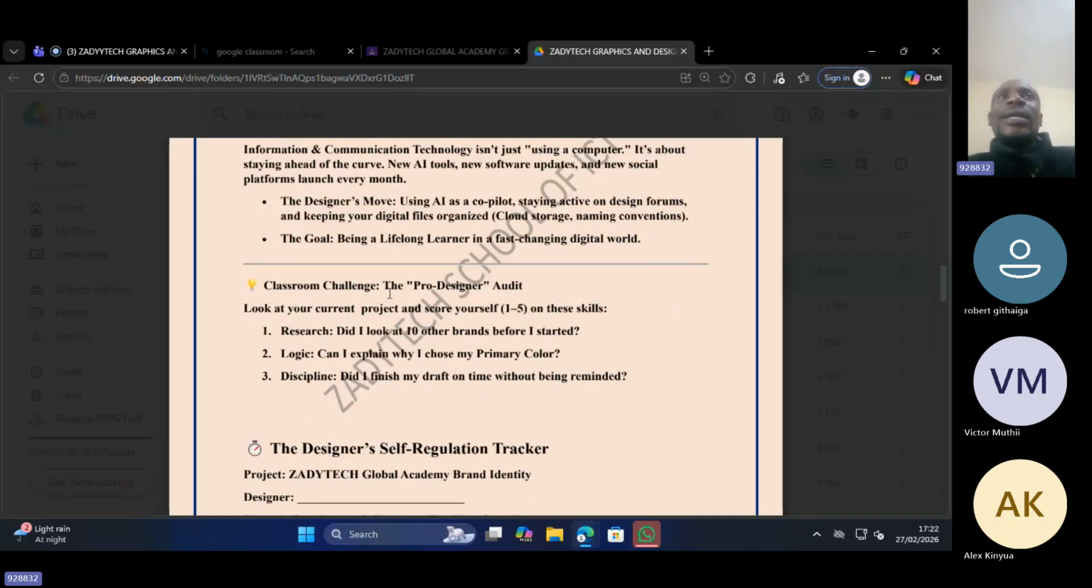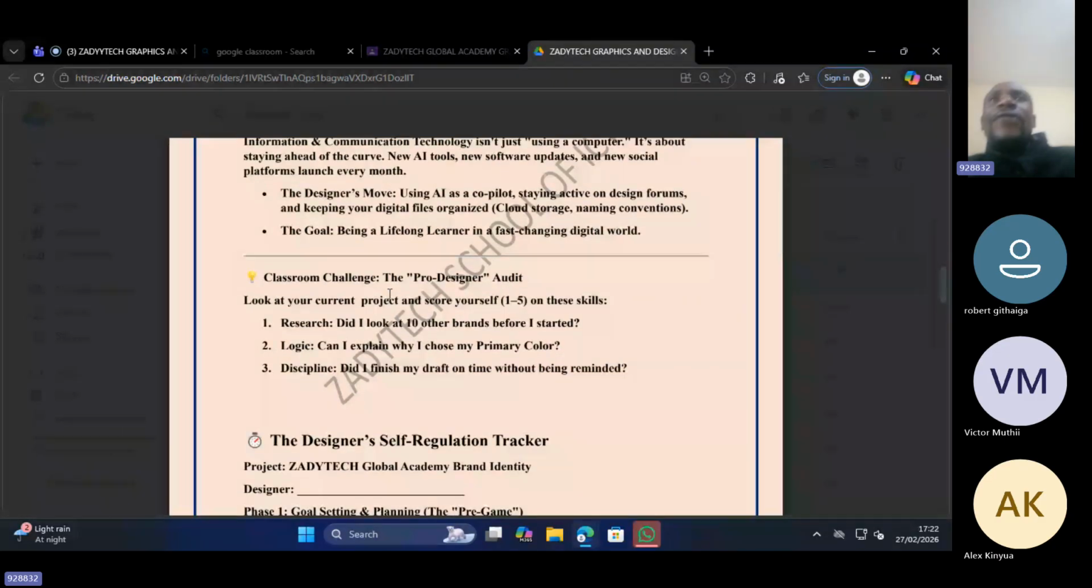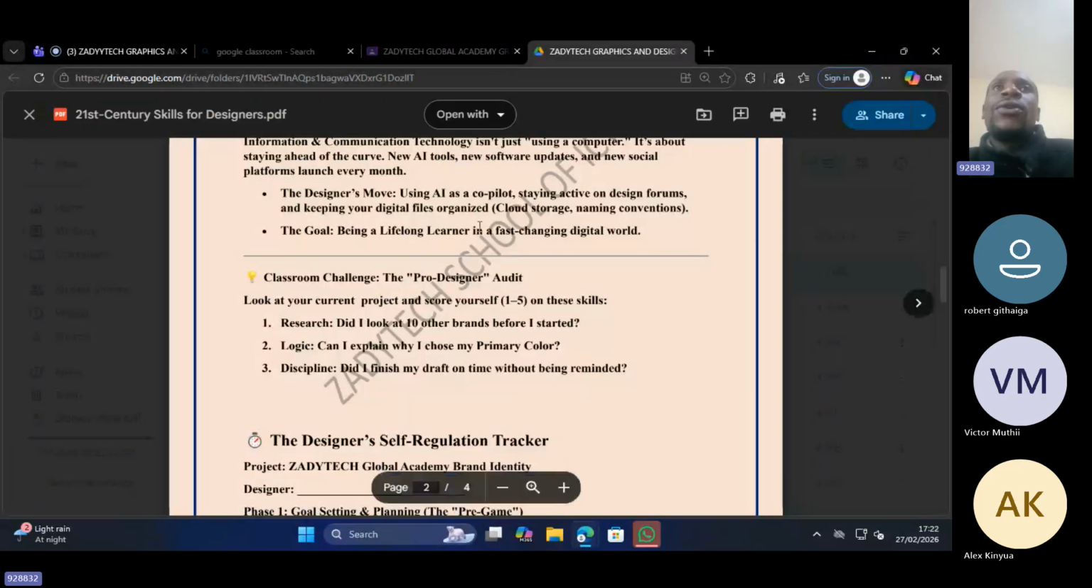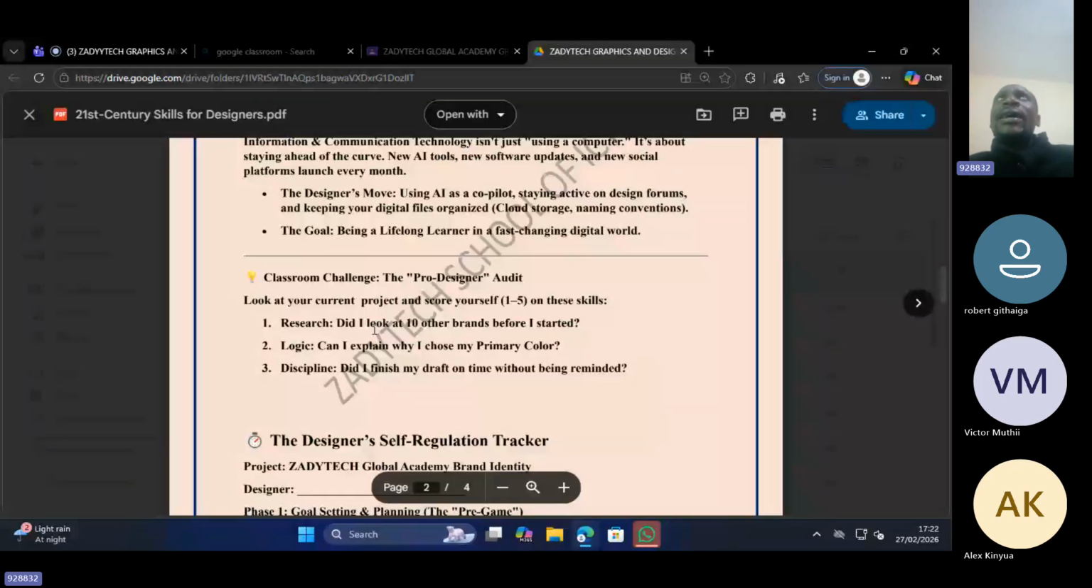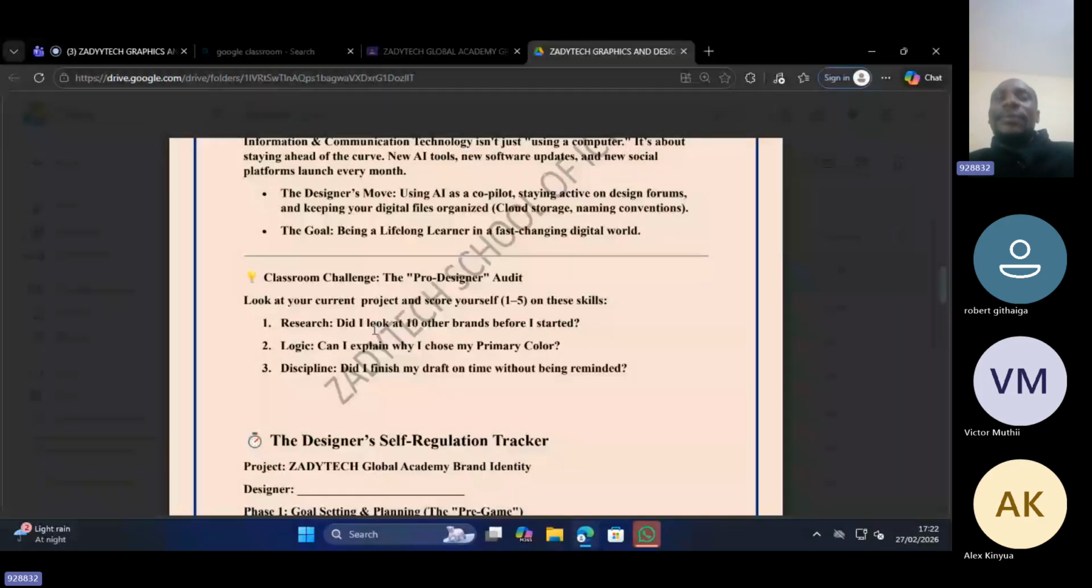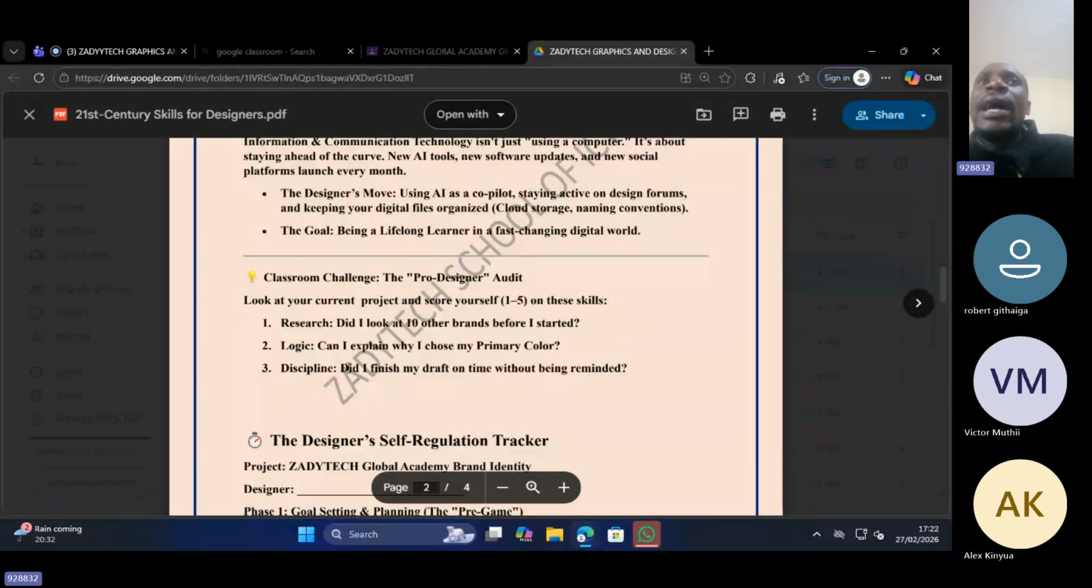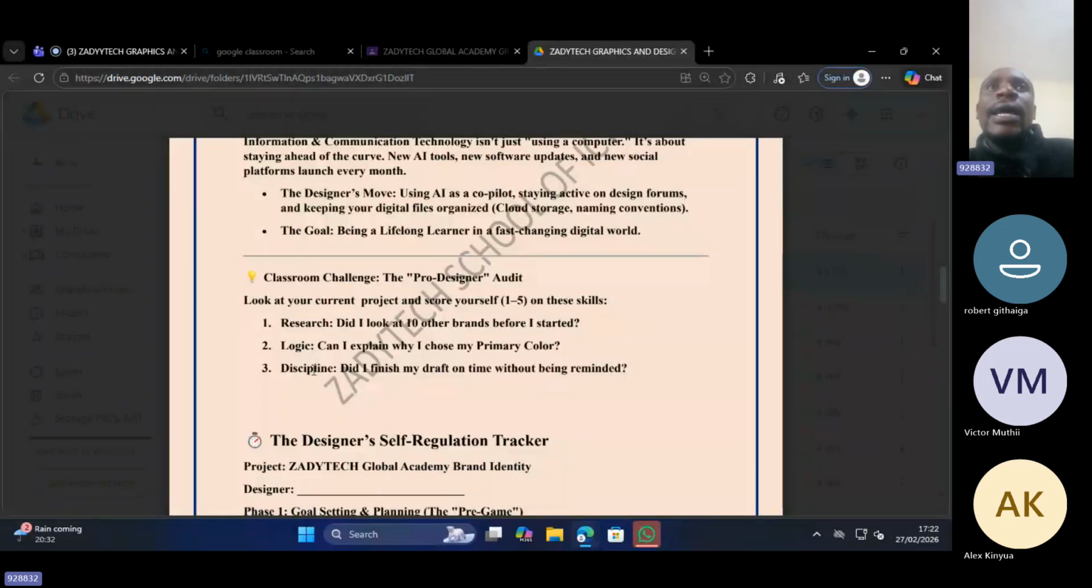Now, there's a challenge I want us to go through: the classroom challenge, the pro design audit. Look at your current project or your recent projects. Look at the latest design that you have designed, in your portfolio or under your custody, and score yourself 1 to 5 on these skills. Just mark for yourself, then you see where you are. I'm going to base this on three dimensions: research, logic, and discipline.